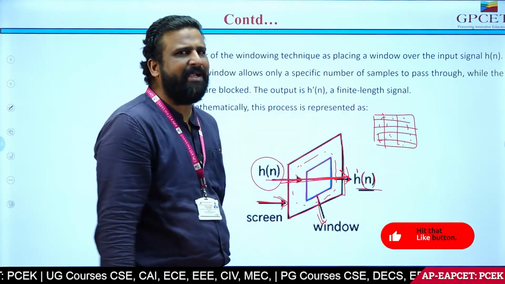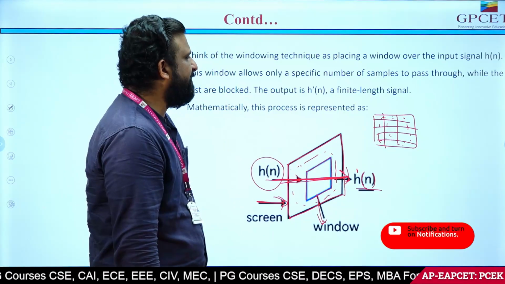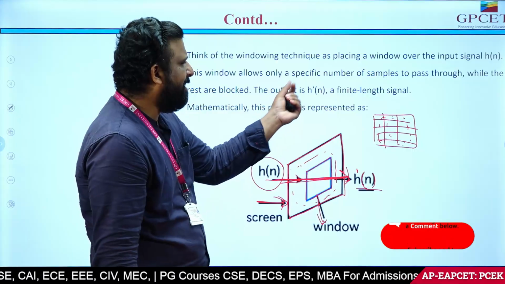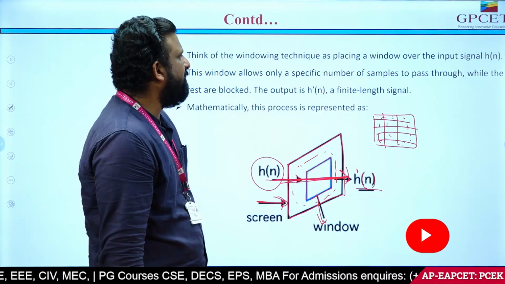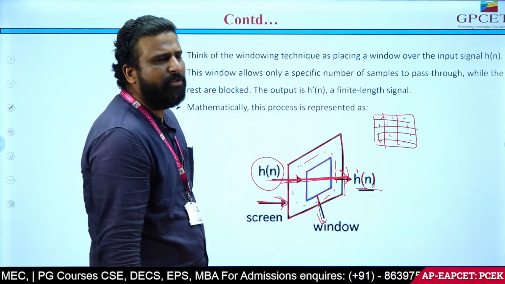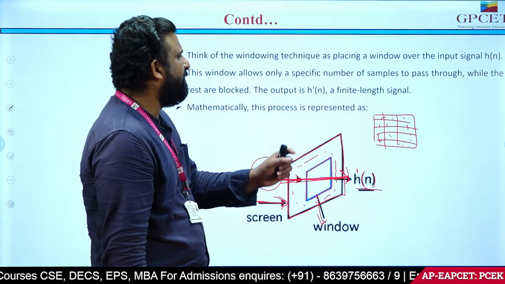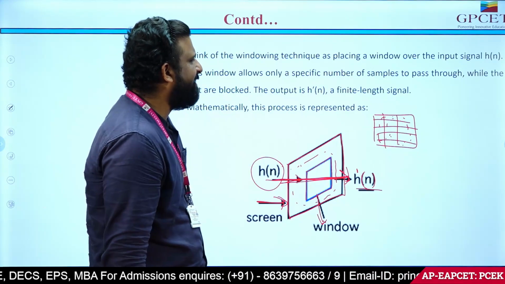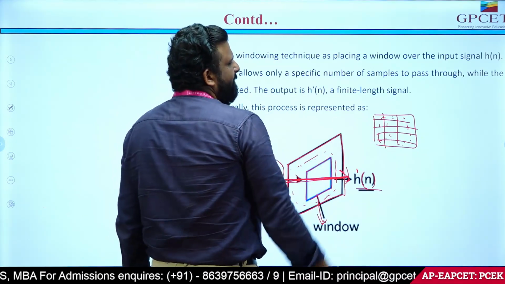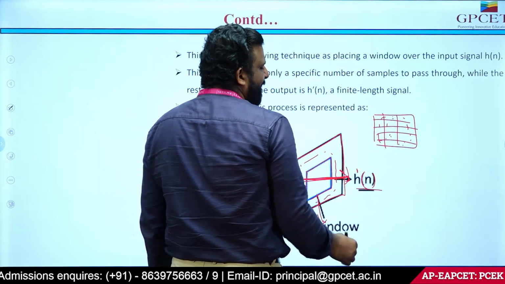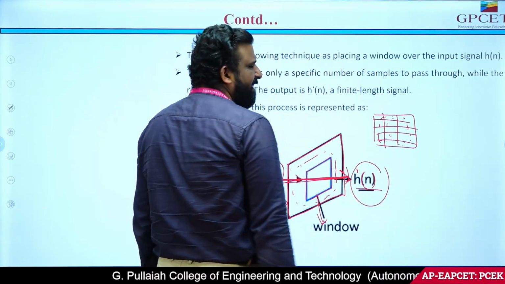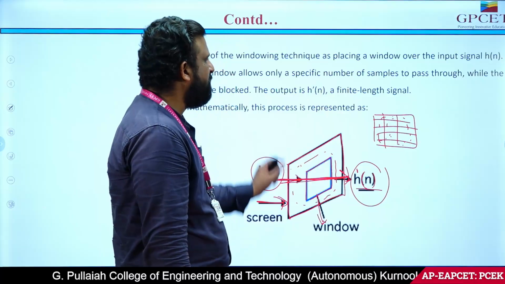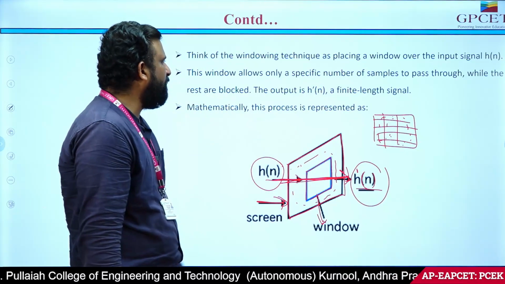So as a live example, we can take the window which is covered with a mesh, so that the dust particles, that is the restricted samples, will stay outside the mesh and be filtered, and the remaining air will go inside and pass through into the room. That purified air we can call h dash of n, which is a finite number of samples. Okay, so this is nothing but the windowing technique.